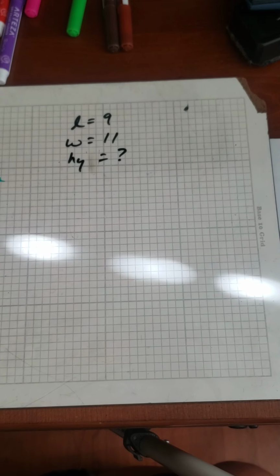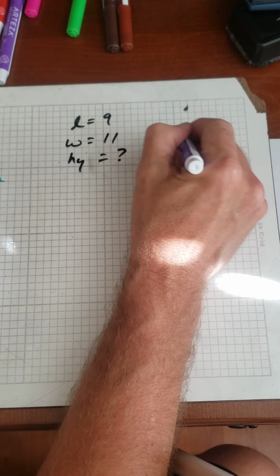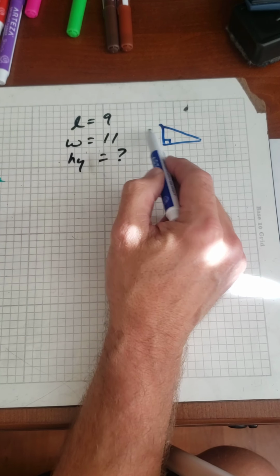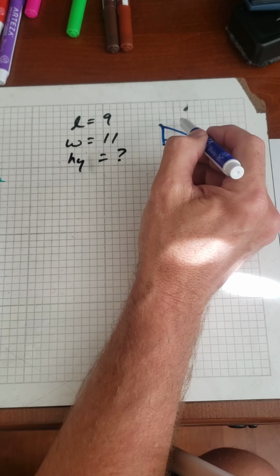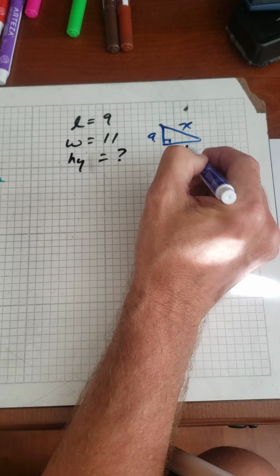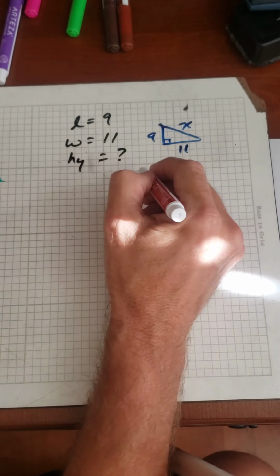Okay. So there we go. Again, I like to draw a picture just so I can see what I'm given here. And it's good for my students when I do this because they can see what's given. So there's my right angle. The length and the width are the legs, and the hypotenuse is always the one that's not touching the right angle. So that's my x. It doesn't matter which one I make, 9 or 11. It doesn't really matter.